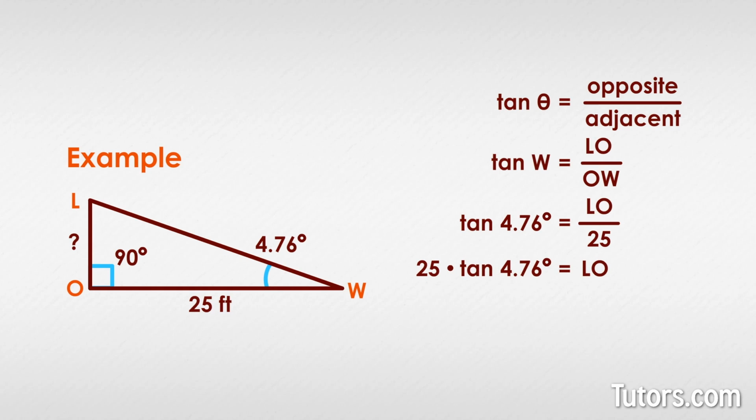Now, you'll need a calculator to solve 25 times the tangent of 4.76 degrees. 25 times the tangent of 4.76 degrees equals 2.08 feet, approximately 25 inches. The height of leg LO, 25 inches, is not a random number. That is the proper height for a 25-foot handicap ramp using the recommended ramp angle of 4.76 degrees. Trigonometry has real-world applications all around you.